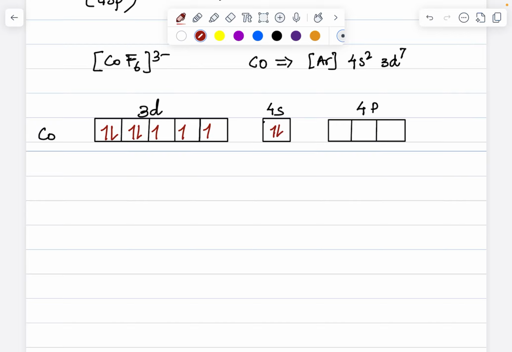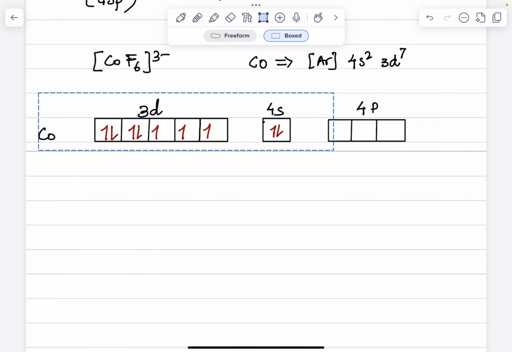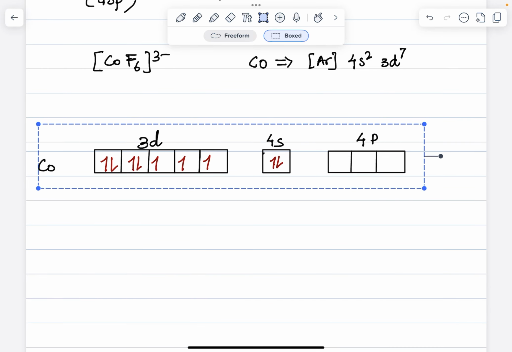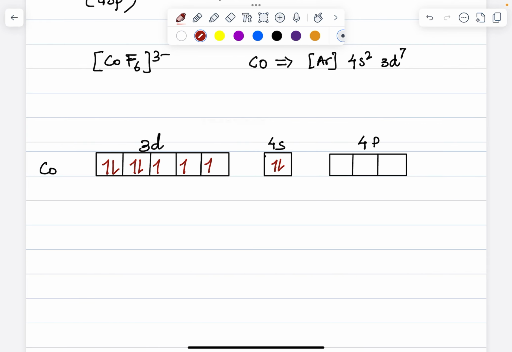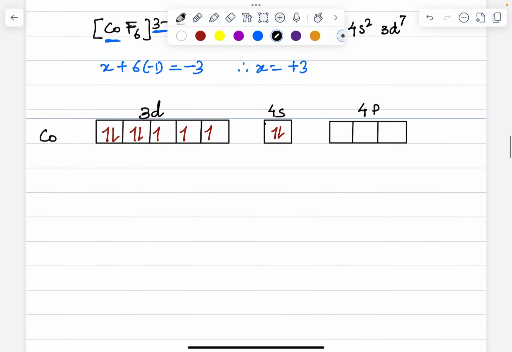Now, what is the oxidation state of the cobalt over here? We'll find it out. The oxidation state of the cobalt, I'll put this as x plus 6 into minus 1, which is equal to minus 3, the charge on this coordination sphere. Therefore x is equal to what? Plus 3 means cobalt is in plus 3 oxidation state.